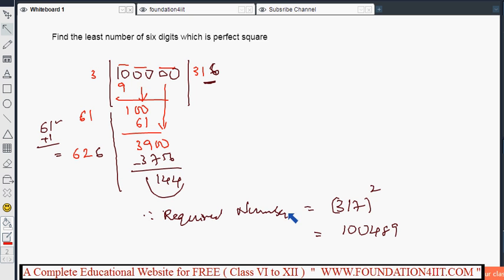Fine. This is the method whenever the numbers given are integers, natural numbers. Now in the next topic we'll see how to find the square root of numbers in decimal form. Okay, in decimal form also we'll see how to find the square root.